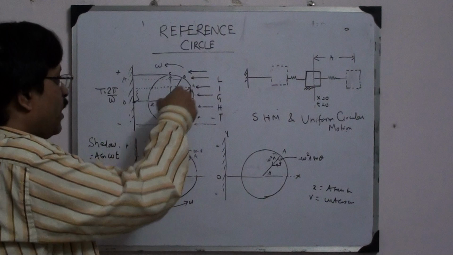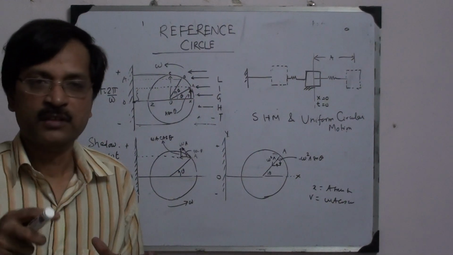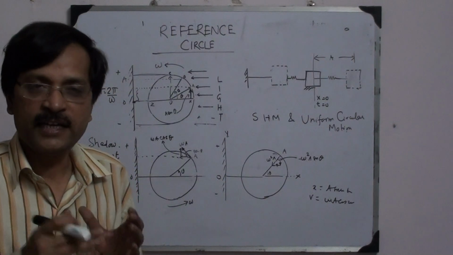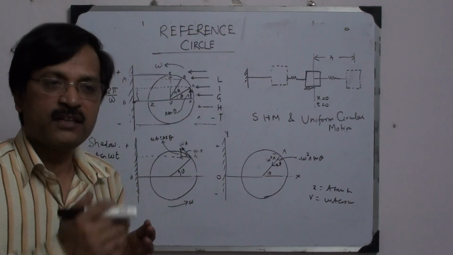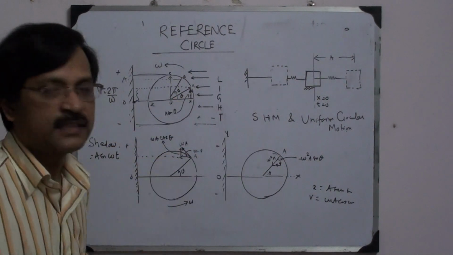Now, what is this sin theta? What is theta? In case of simple harmonic motion, theta is omega t. At time t, the angle traversed is omega t. So A sin theta is nothing but A sin omega t.